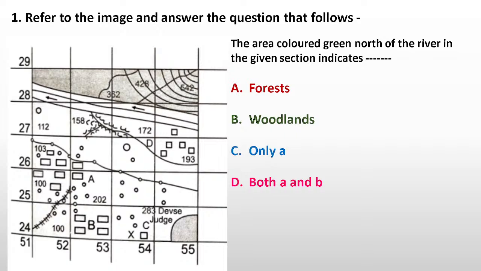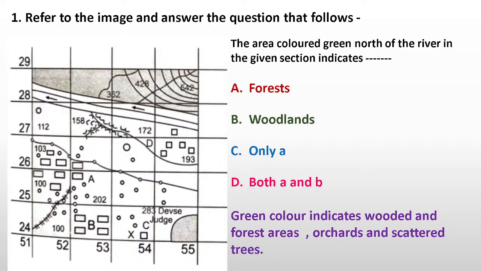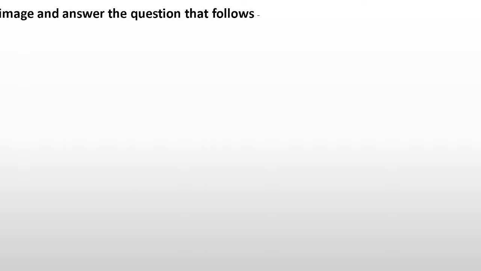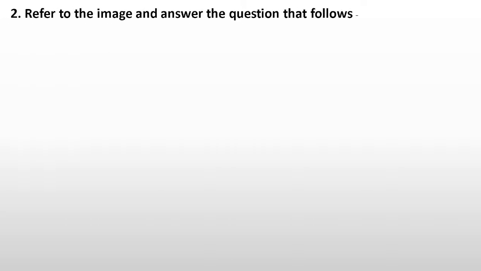And the correct answer for this question is D, that is both A and B. See the green color, it indicates the wooded and the forest areas or orchards and scattered trees. So it includes both forests as well as woodlands. Now we go to the next question, number 2.